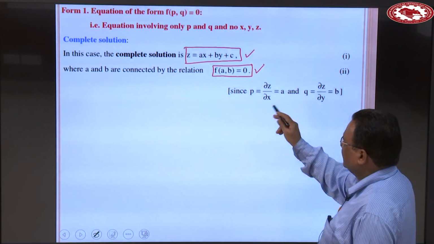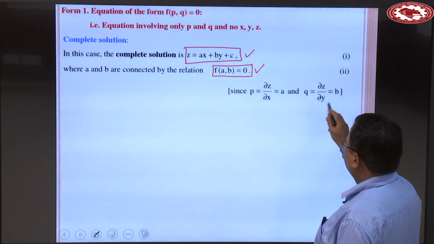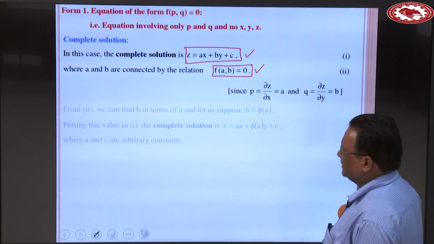Where p is del z over del x, which is equal to a in this case, and q is equal to del z over del y.